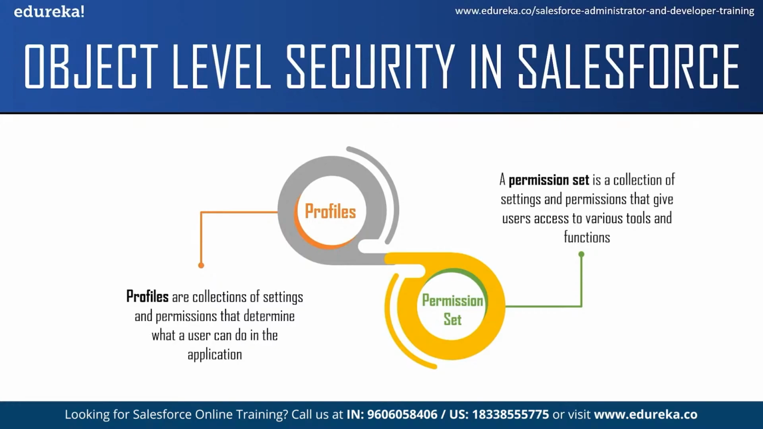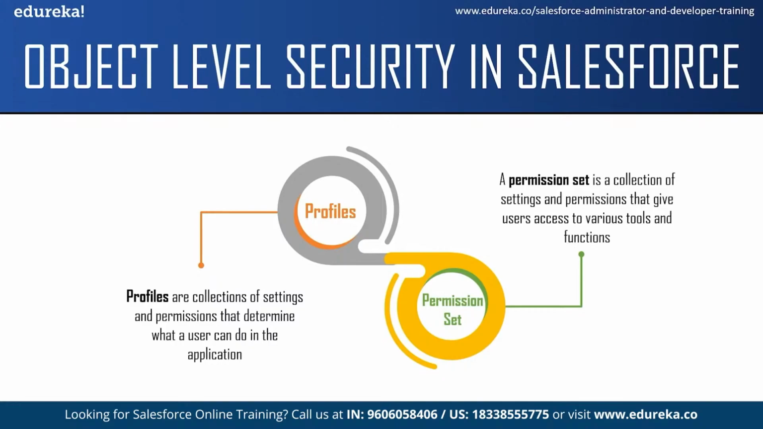Now let us see what are permission sets. Now permission sets is a collection of settings and permissions that gives users access to various tools and functions. Permission sets extend user functional access without changing the profile. So if a permission isn't enabled in a profile to access an object but is enabled in a permission set, users with that profile and permission set can access the object. It's just like additional access to an object.